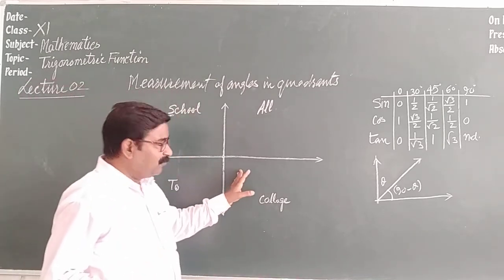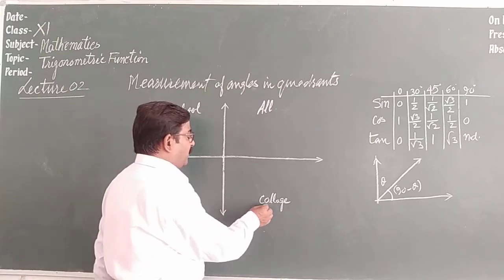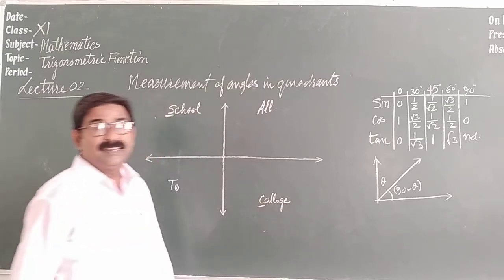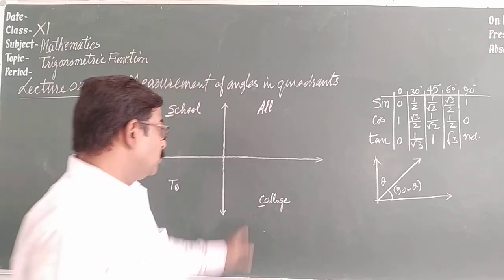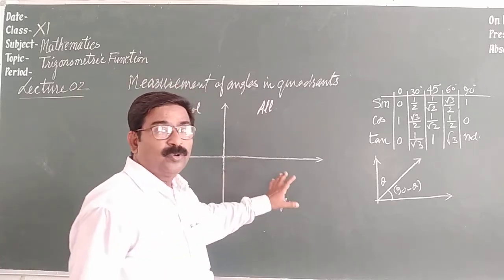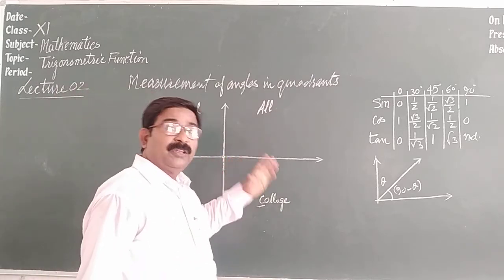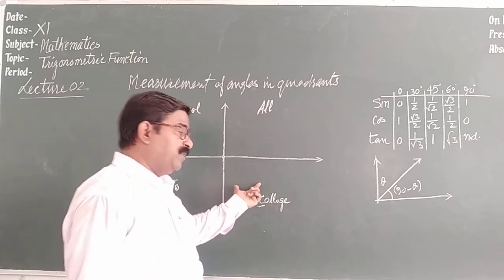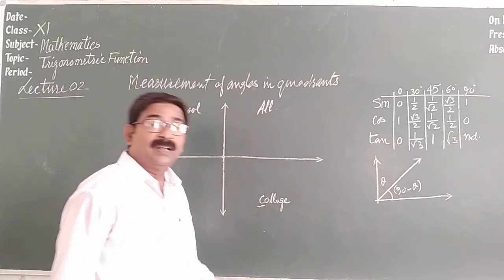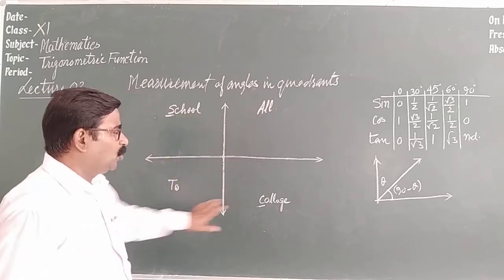Here in fourth quadrant, this is college. First alphabet is C. C stands for cos and its reciprocal sec. So for an angle found in fourth quadrant, if you are going to find the value of cos and sec, it is always positive and others are negative.